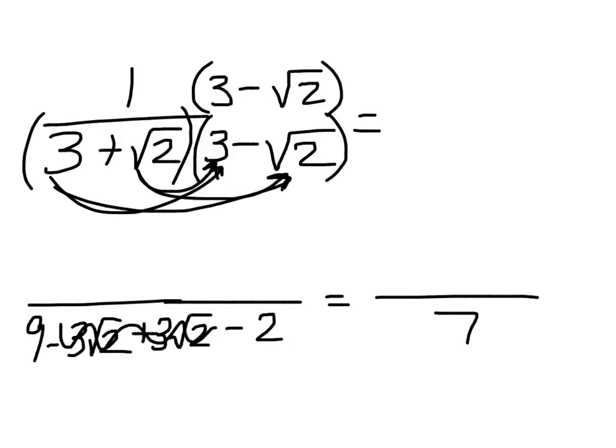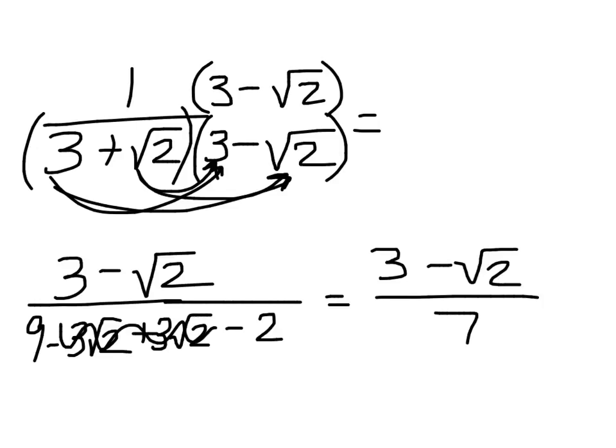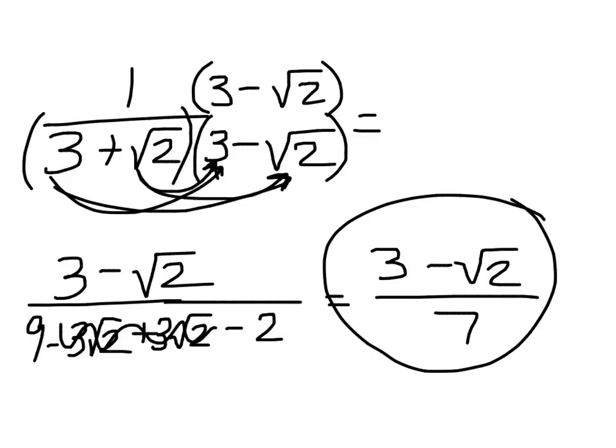And what's 9 minus 2? 7. On the top, what's 1 times 3? And what's 1 times negative root 2? And can I combine those? Is there anything I can reduce? That's number 8. What do you think?